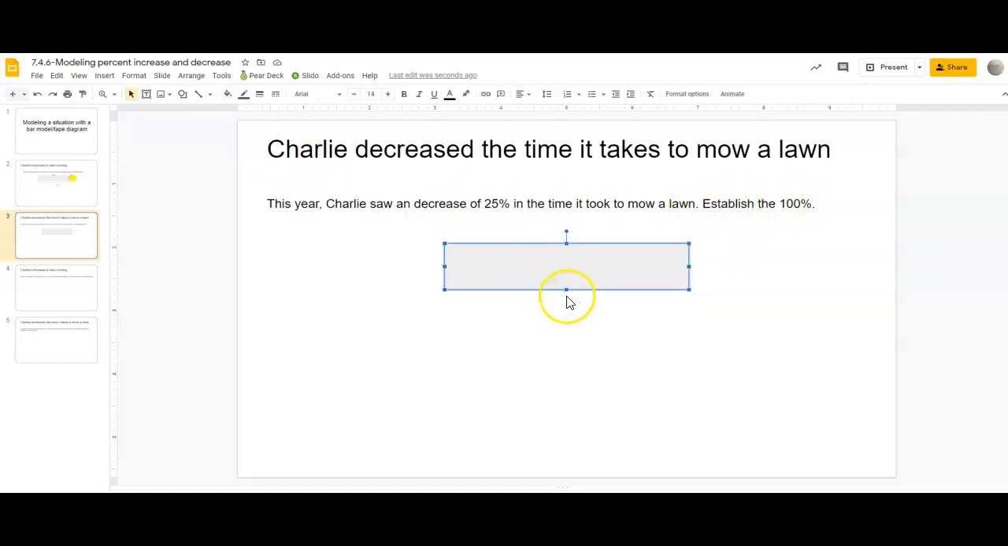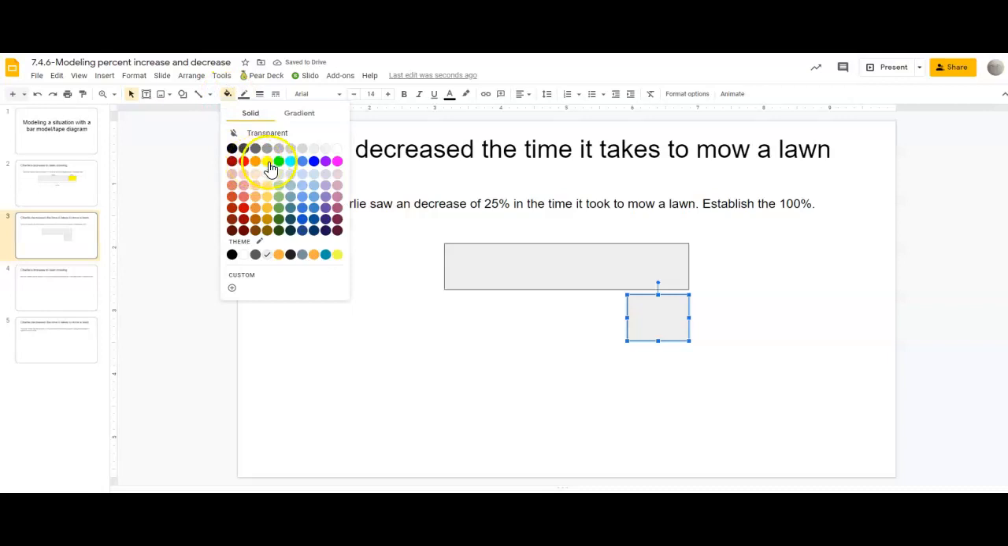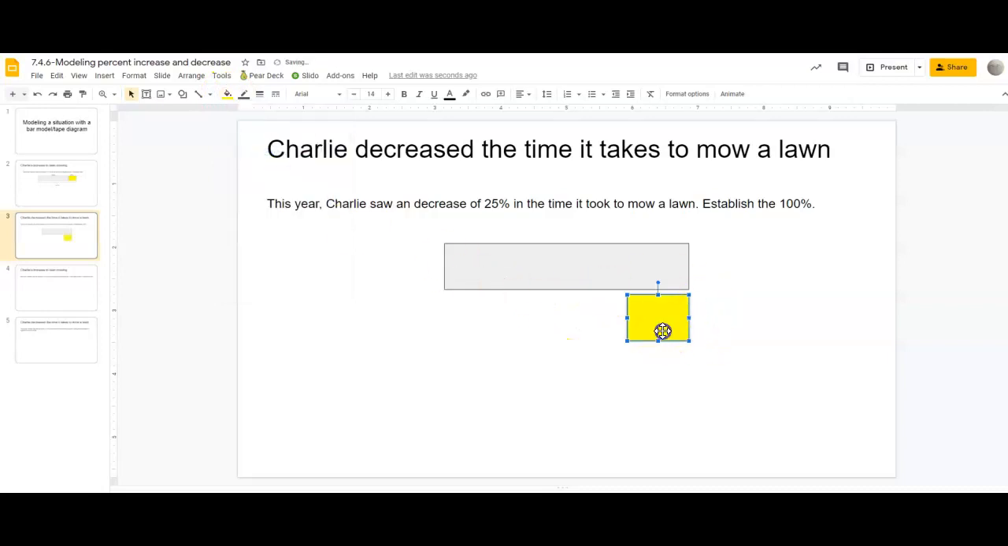So I'm going to take this bar model here, and I'm going to set up 25%. There's 50%, and that's about 25%. It doesn't have to be perfect, okay? And I'm going to change the color of this. Now, if that's my 25% decrease, this right here represents the time that it took me, because this is the time that I'm not spending anymore. So let's establish this right here.